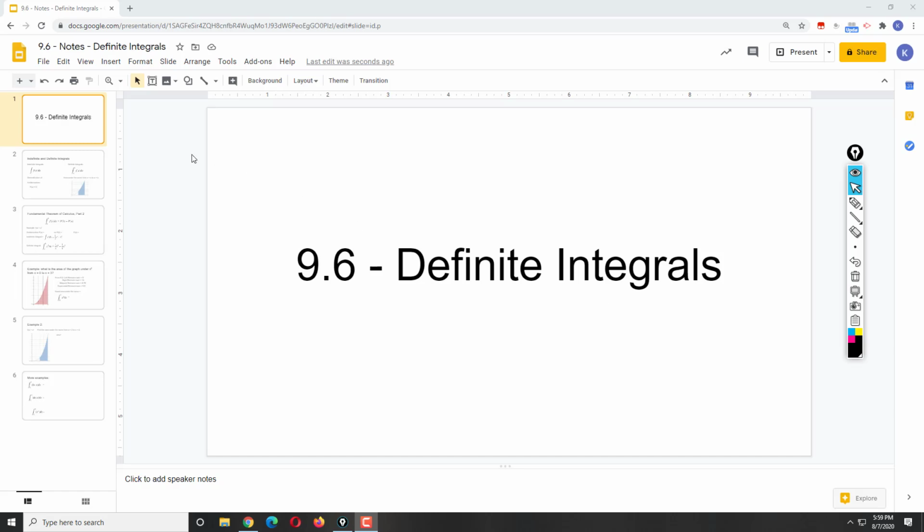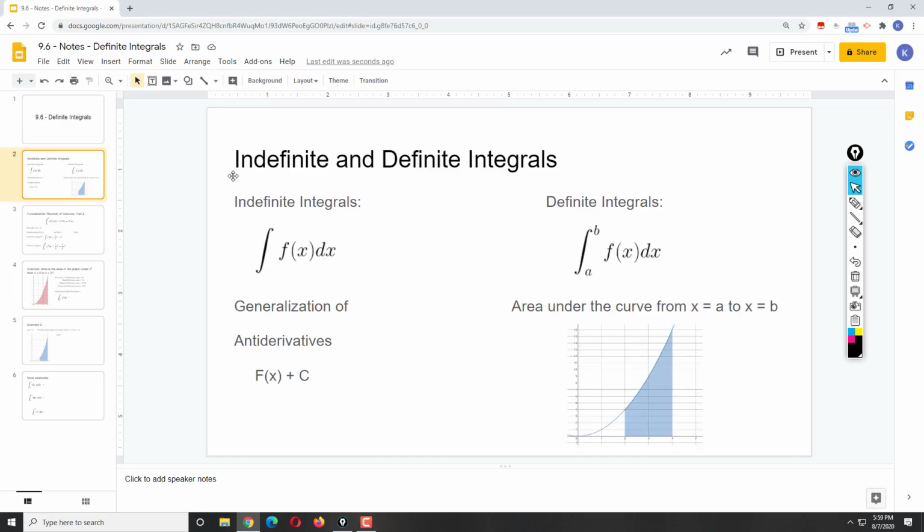9.6 definite integrals. In 9.5, we figured out how to determine indefinite integrals. Indefinite integrals are really similar to antiderivatives. Definite integrals are different from indefinite integrals because they have endpoints. For example, an indefinite integral might be the integral of f of x dx. The definite integral would be the integral from a to b of f of x dx. That means the area under the curve from x equals a to x equals b.